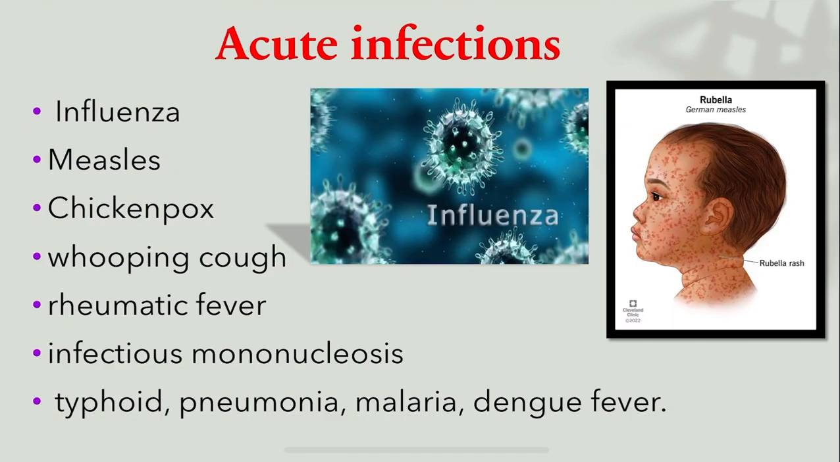Then the acute infections like influenza, measles. So influenza is a viral infection, and then measles is also a viral infection, popularly known as rubella, which is caused by the rubella virus. Chickenpox, everyone in our childhoods has suffered from chickenpox, so we know it very well, a viral infection. Whooping cough, rheumatic fever, infectious mononucleosis, typhoid, pneumonia, malaria, and dengue fever can also cause epistaxis. Here they're talking about infectious mononucleosis. So guys, it is popularly known as mono, or the kissing disease also. The glands are going to be affected here, the tonsils and all those.